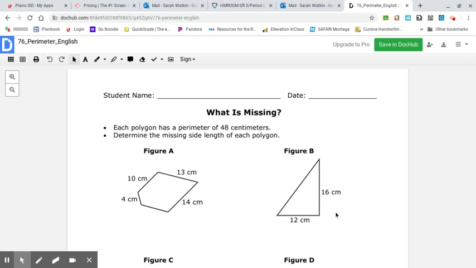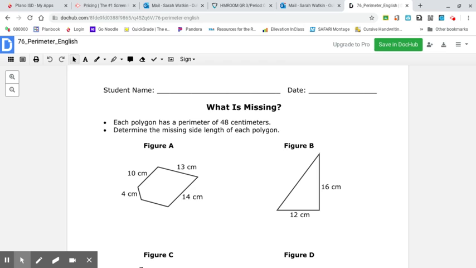Good morning, class. We're going to be reviewing perimeter when you're missing a side. You all know that perimeter is when you are adding up the sides of a figure to find out how far it is around the edge of a figure. So to find our perimeter, you would add this side plus this side plus this side plus this side plus this side, but we don't know what this side is, do we?